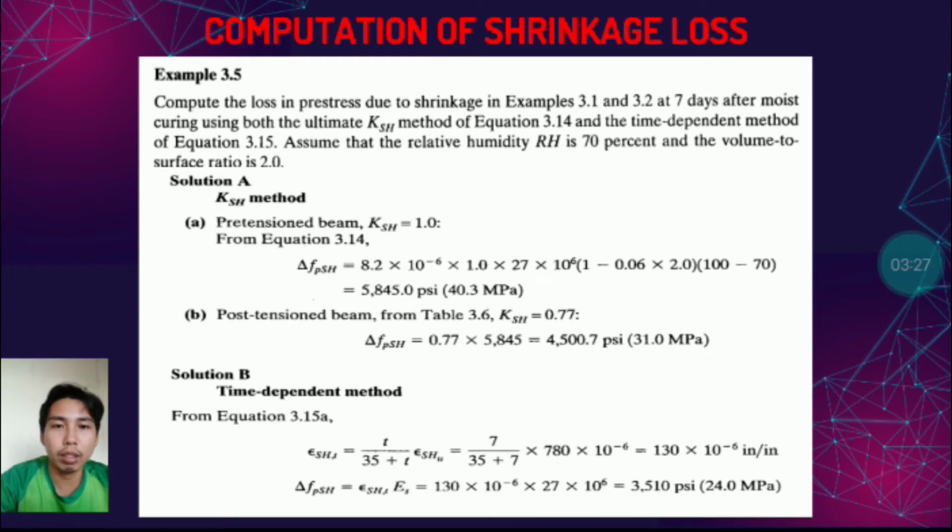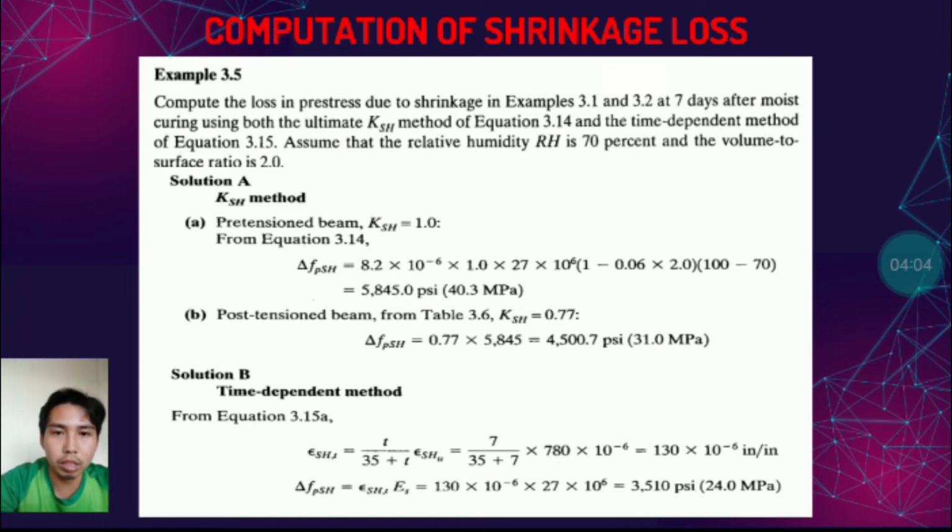That equals 4,500.7 psi. Using the time-dependent method, we are going to use the equation: strain epsilon_SH,t equals t over 35 plus t times epsilon_SHU, and subsequently delta f_PSH equals epsilon_SH,t times E_s.